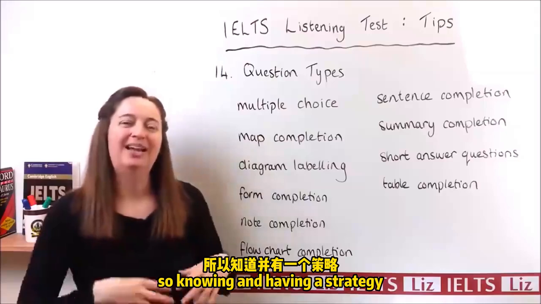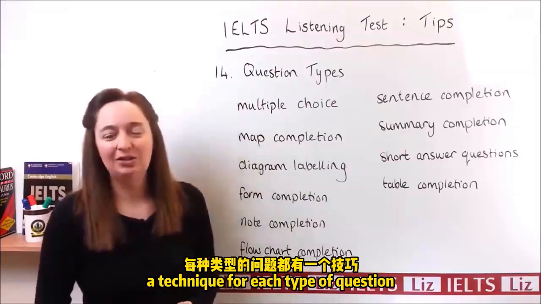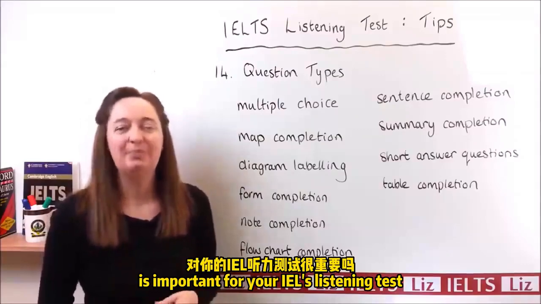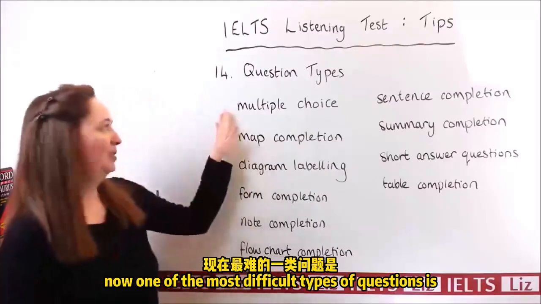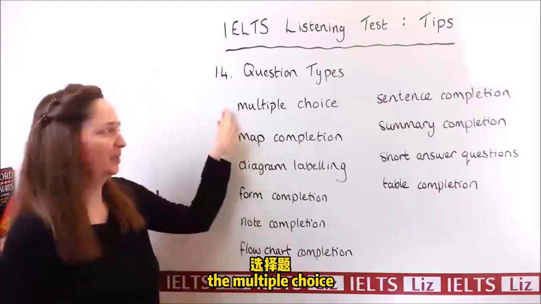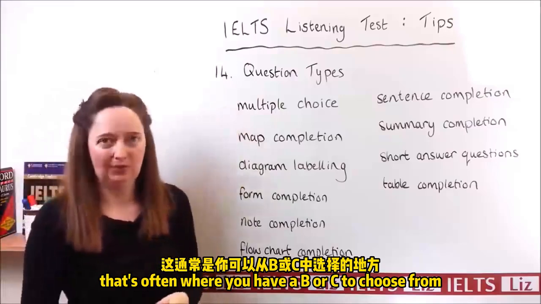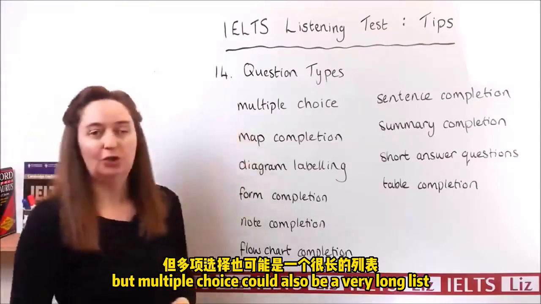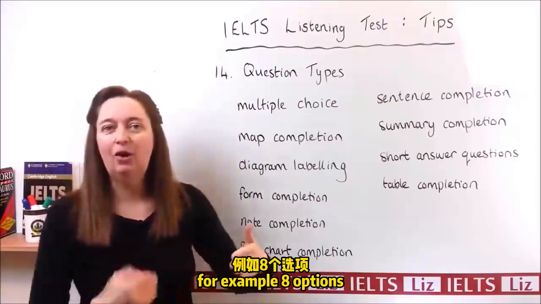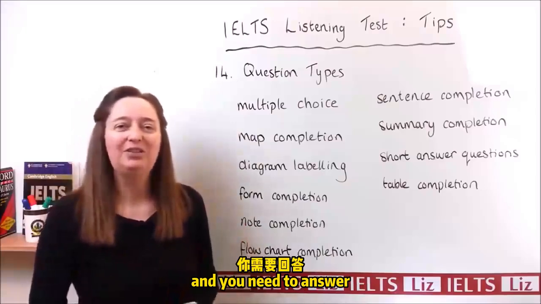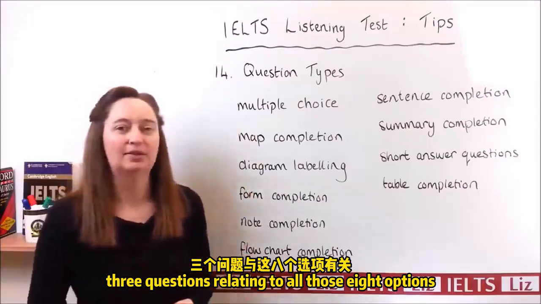So knowing and having a strategy, a technique for each type of question is important for your IELTS listening test. Now, one of the most difficult types of questions is the multiple choice. That's often where you have A, B, or C to choose from. But multiple choice could also be a very long list. For example, 8 options, and you need to answer 3 questions relating to all those 8 options.